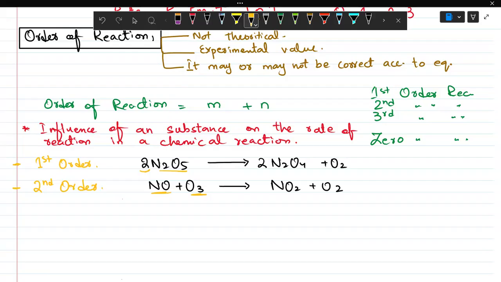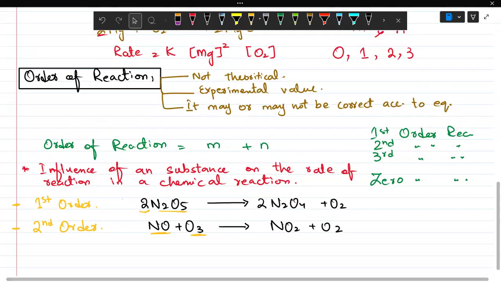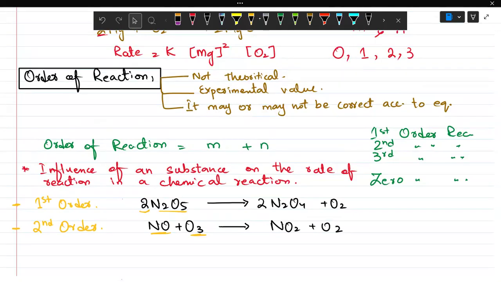But when I just wrote here the order of reaction, I wrote one thing: it is not theoretical, it is an experimental value. How do we calculate this, N2O5 first order? We do multiple experiments, changing the concentration of the reactants, and in those reactions we observe the rate of reaction as well. And when we observe this, give me a minute, I'll show you a screen so that you'll get the idea.